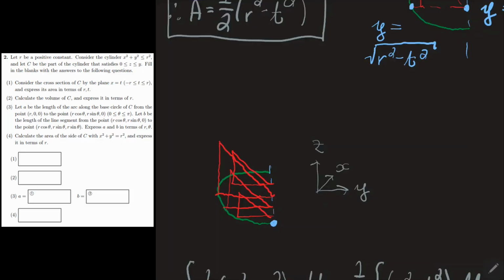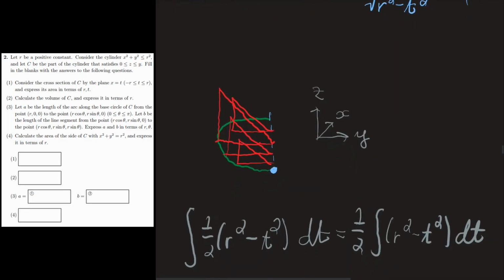So hopefully you can see where I'm going with this. What we want to do is use an integral to find this volume. So we are looking for the integral of the cross-sectional area of our shape. Remember that r is a constant that's given in the question, and so our integral is with respect to t. So the question now is, what are the bounds of our integral?